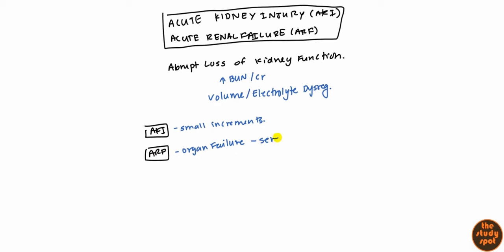You could think of it as a more severe acute kidney injury, but just keep those in mind. Everything that we talk about here is going to apply to both of them. However, acute renal failure would be like a late stage. Currently, the term used most often is acute kidney injury. However, I kept acute renal failure just in case you come across it, so you know what it is.